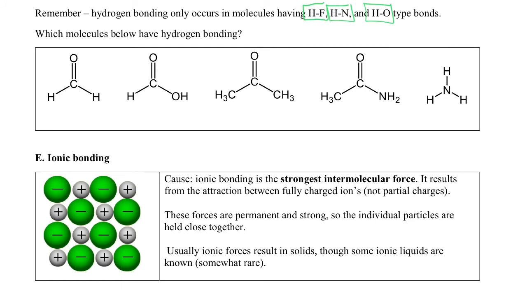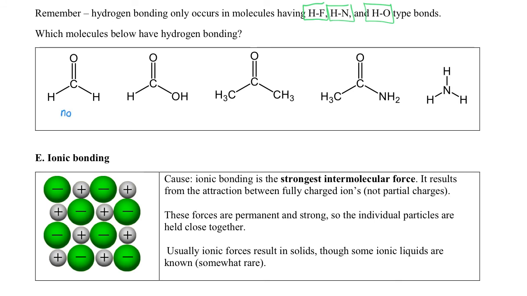through each one. Okay, so the first example here, we have a carbon doubly bonded to an oxygen, and then we have the hydrogens that are directly connected to a carbon. So in this case, we don't have any hydrogen atoms bonded to fluorine, nitrogen, or oxygen. So this first molecule, which is called formaldehyde, does not have hydrogen bonding. So let's go ahead and write no there.